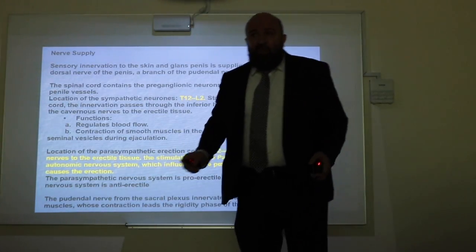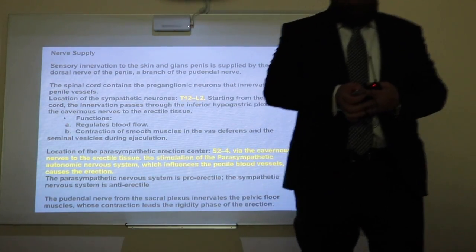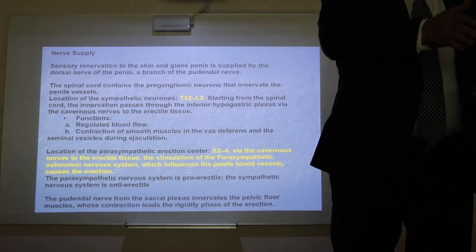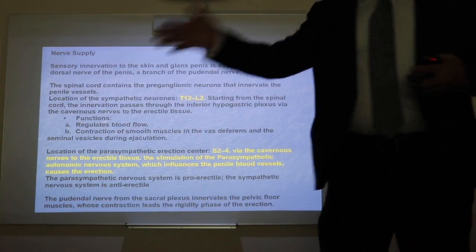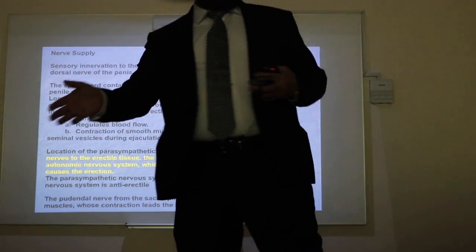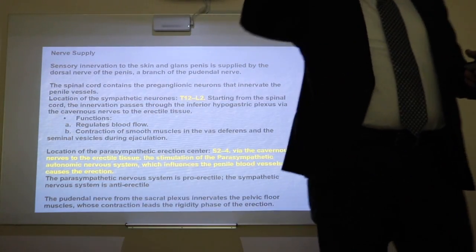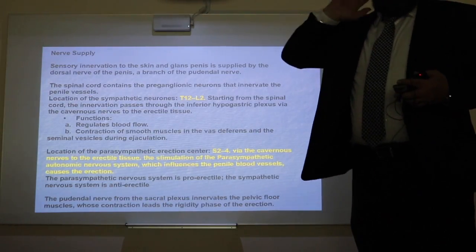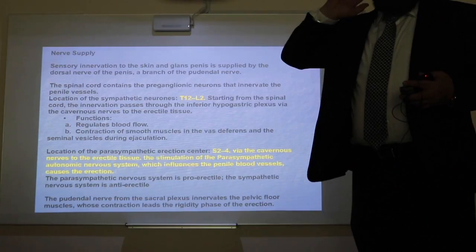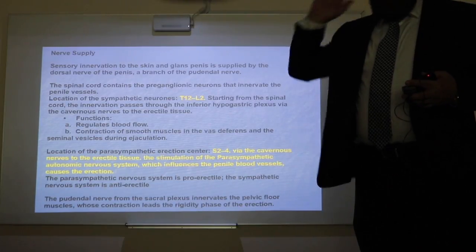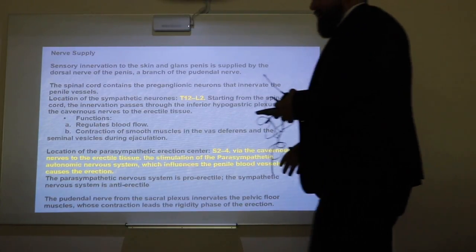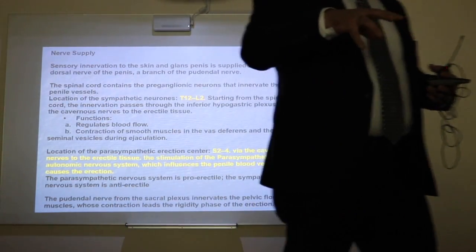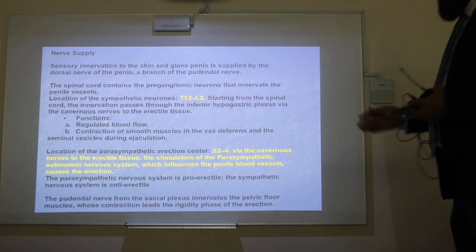Nerve supply of the penis is going to have what? Somatic and autonomic. Somatic for simple sensation from the skin and from the glands of the penis. That is the function of the somatic, the pudendal nerve. Now in terms of functionality, you will have sympathetic and parasympathetic.